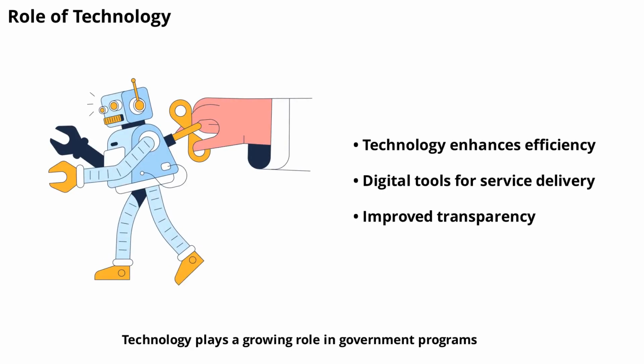Technology plays a growing role in government programs. From online applications to data analysis and digital communication, technology makes programs more efficient and accessible. Governments invest in new tools and platforms to improve service delivery and transparency. Embracing technology helps programs keep pace with changing needs and expectations.